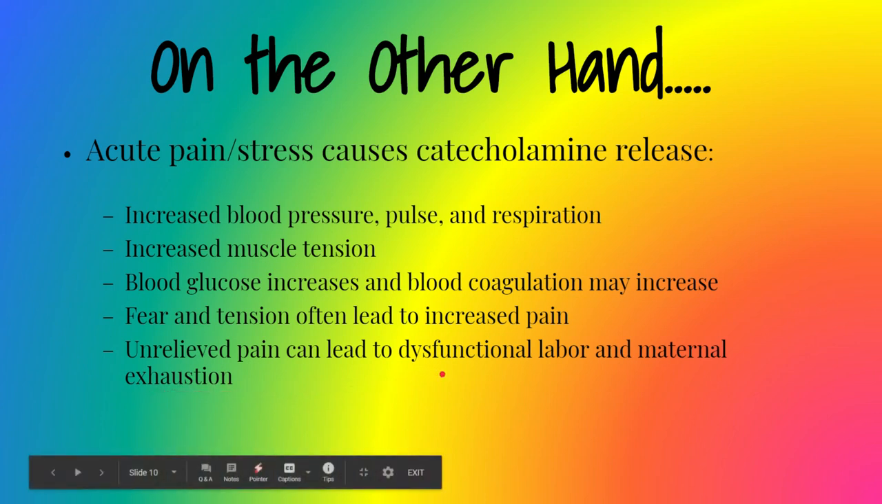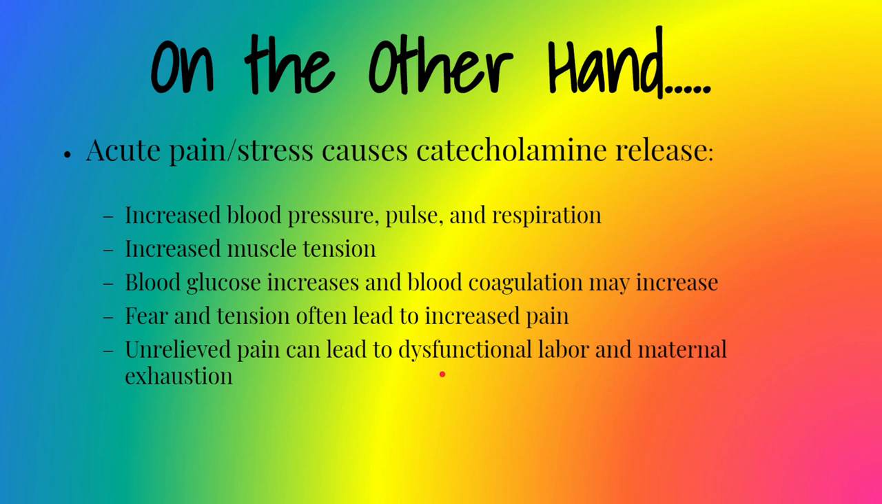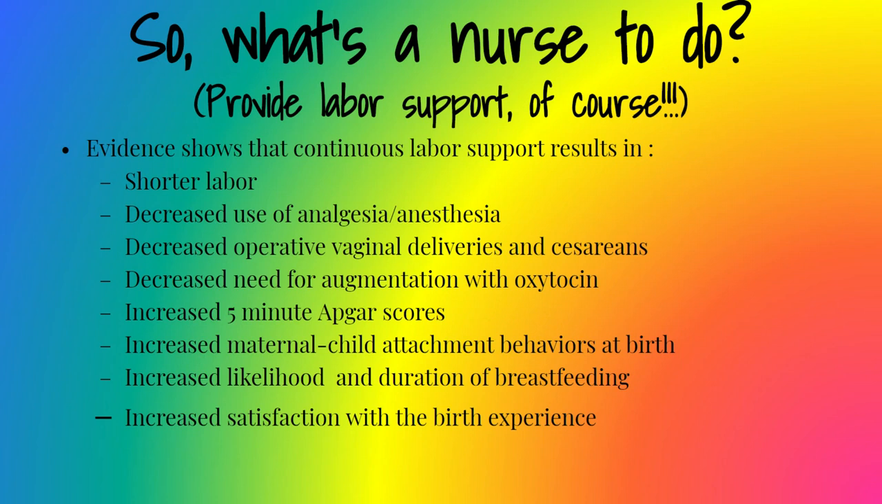Finally, unrelieved pain leads to a dysfunctional labor. The uterus just doesn't respond well when all those catecholamines are being released. And you start to see that those uterine fibers that work so well in concert will start contracting irregularly, almost like muscle spasms and like a Charlie horse. And then mom gets exhausted and she just can't continue and she can't cope. So, what do you do about it?